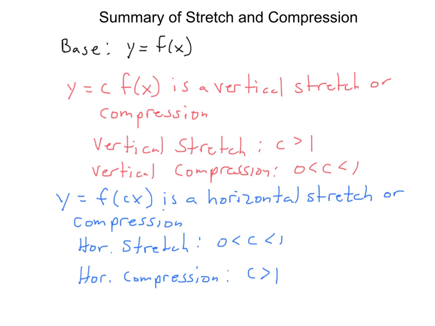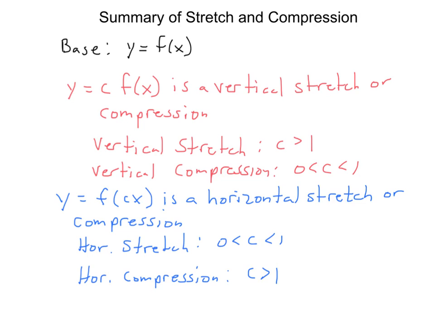Now, with the horizontal stretch or compression, that c is now inside. When c is between 0 and 1, it is going to be a horizontal stretch. Again, this stays in line with what we talked about before, where vertical transformations seem to do what you expect, but horizontal transformations actually end up doing the opposite. So a lot of people, when they think of c as being something between 0 and 1, are surprised when they hear that's going to be a stretch.